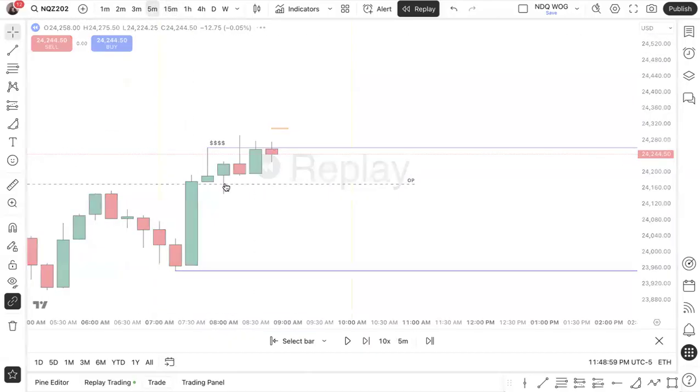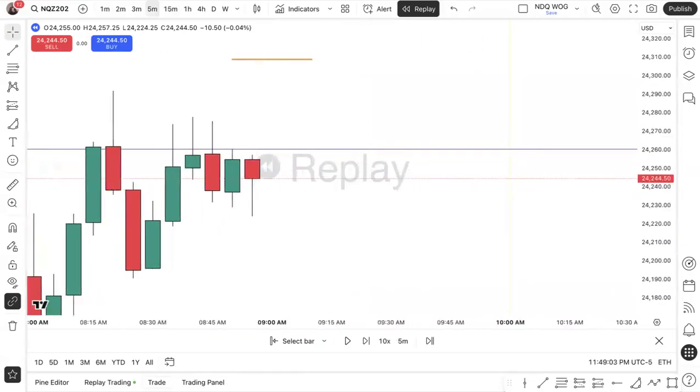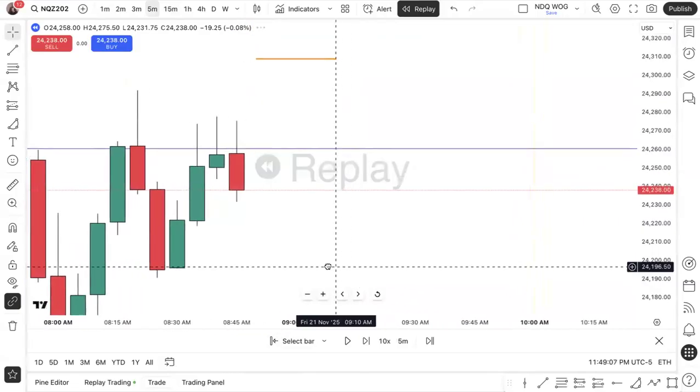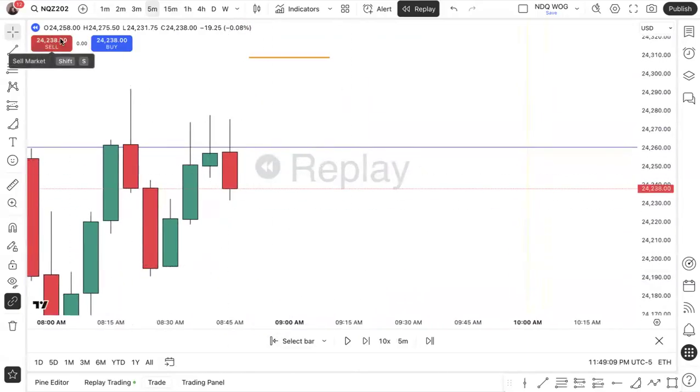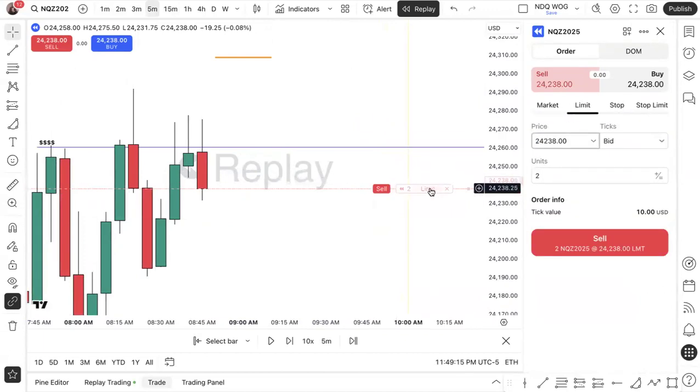Inside our macro, we drop down to the 5 minute. The first entry that we see right here, look what time it is, 8:45. You have an order block. So as soon as you see this, we could be sellers. So this is what I did this morning. And then we'll just do a sell limit with 2 contracts right here at the candle body. This is a bearish order block.